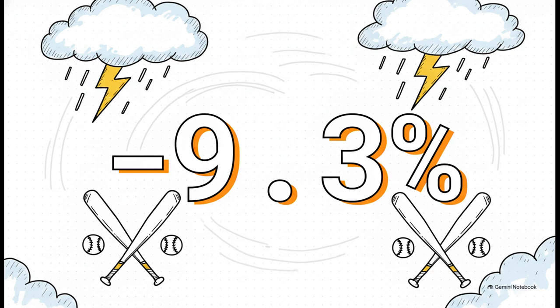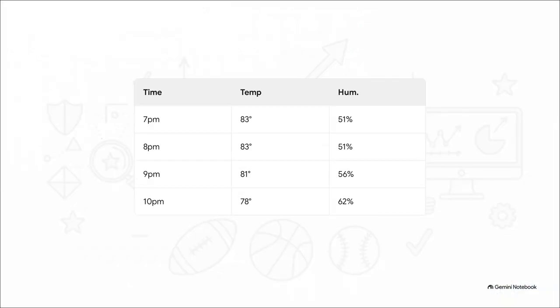Advanced environmental data is projecting a massive 9.3% decrease in expected runs. Just let that sink in for a second. The weather alone is expected to suppress nearly 10% of the offensive output in this game. And this timeline right here brilliantly illustrates why.